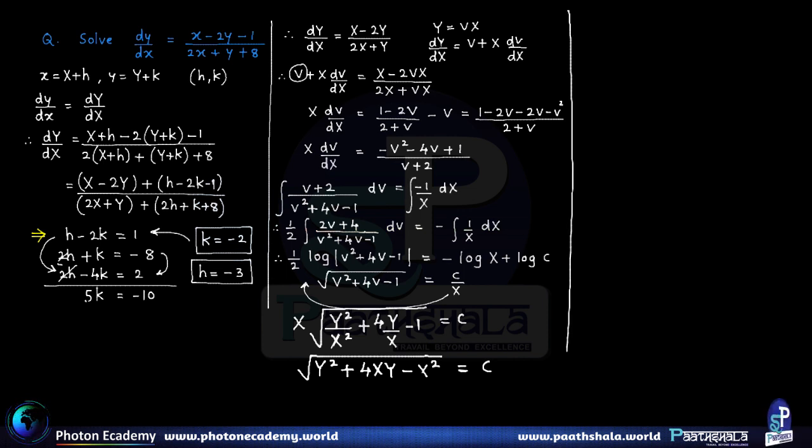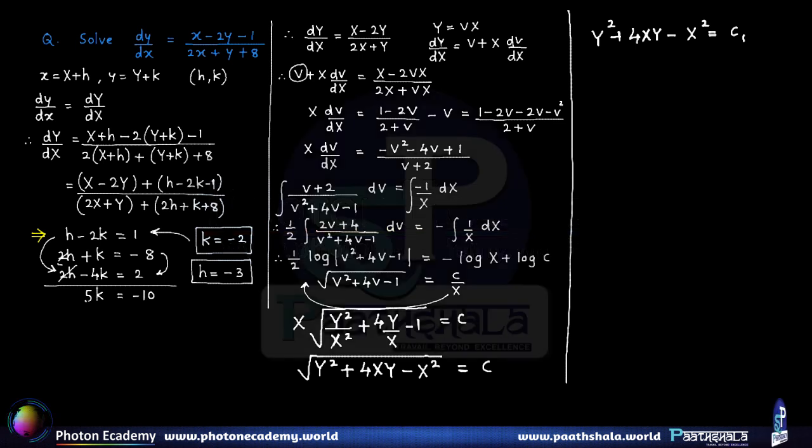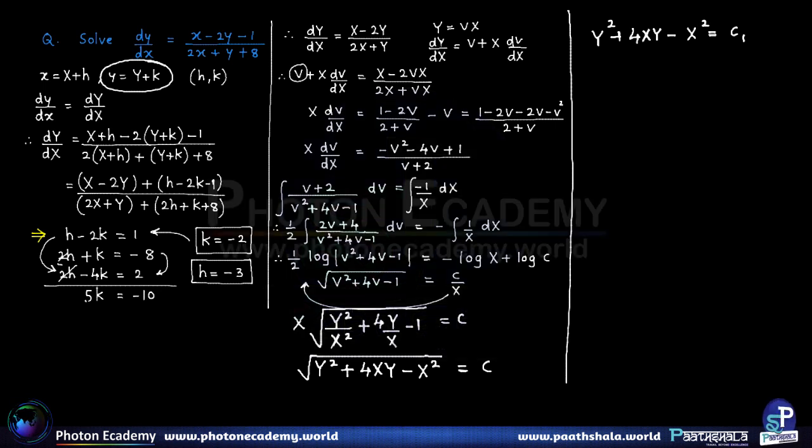So we will get y square plus 4xy minus x square is equal to, now c square can be termed as yet another constant, say c1, right? And at the end now we must replace with the original variables. So if you observe, small y was equal to capital Y plus k. So capital Y is nothing but small y minus k, and k is minus 2.